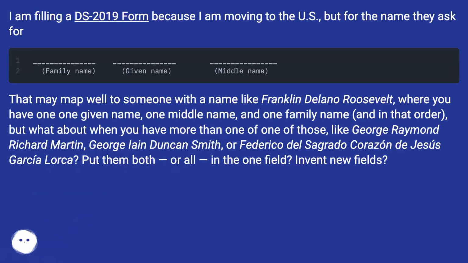I am filling out a DS-2019 form because I am moving to the US, but for the name they ask for... That may map well to someone with a name like Franklin Delano Roosevelt, where you have one given name, one middle name, and one family name, and in that order.